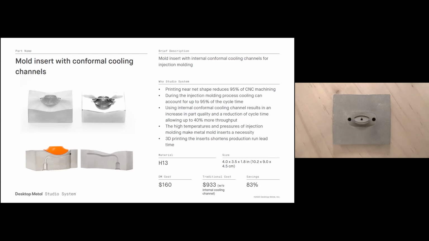The high temperatures and pressures of injection molding are perfect for H13, so this was a great part for the studio system because, again, it's going to be produced in low volume. The material here, H13, cost about $160 on the studio system. The traditional cost was $933, and that's without that internal cooling channel. So just another great example of the studio system.